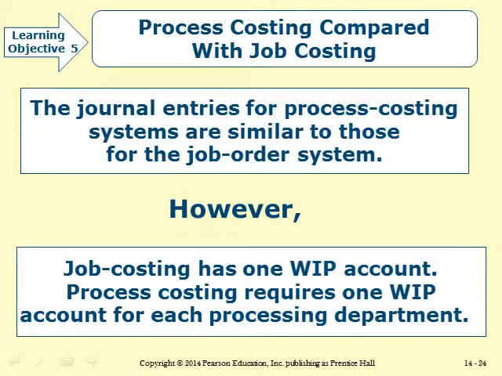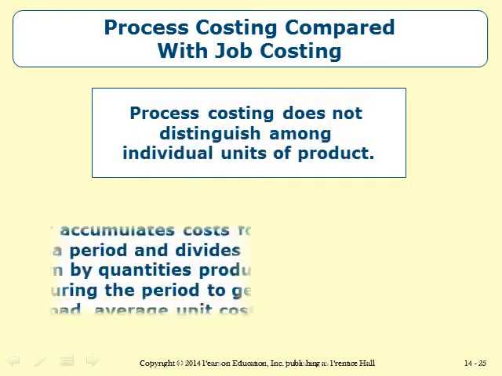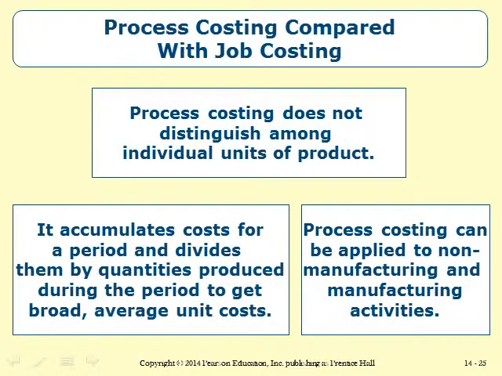The journal entries for process costing systems are similar to those for the job order costing systems. Job order costing has one work in process account for each job. There is one work in process account for each processing department. So work in process for cooking and work in process for freezing in our example. So as we said earlier, under process costing, we have a work in process account for processes, not for jobs. So the process costing approach does not distinguish between individual units of production.